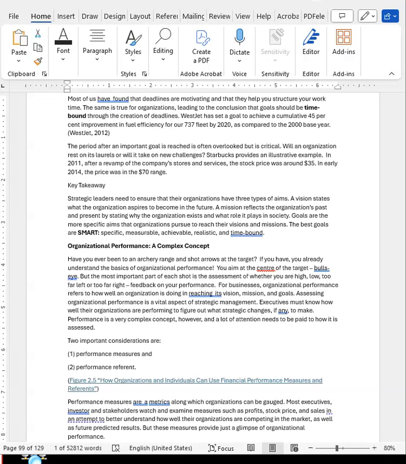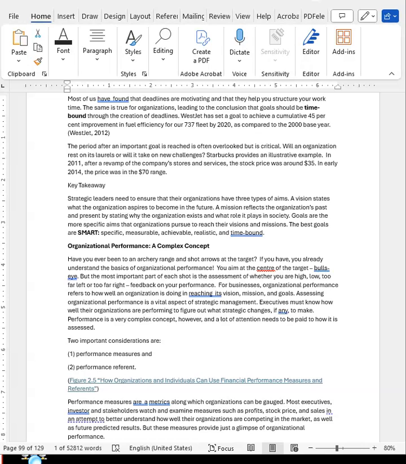WestJet has set a goal to achieve a cumulative 45% improvement in fuel efficiency for our 737 fleet by 2020, as compared to the 2000 base year. WestJet, 2012. The period after an important goal is reached is often overlooked but is critical. Will an organization rest on its laurels, or will it take on new challenges? Starbucks provides an illustrative example.